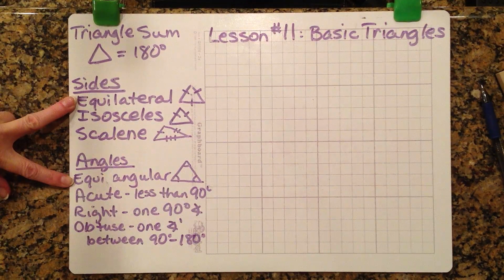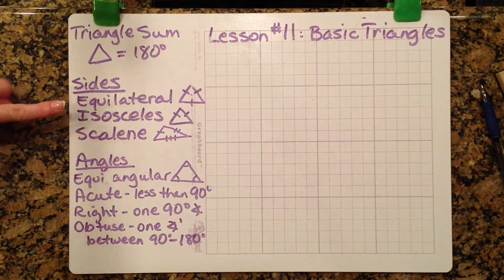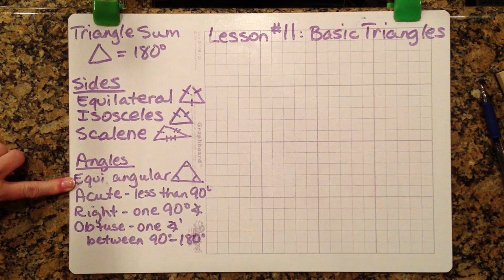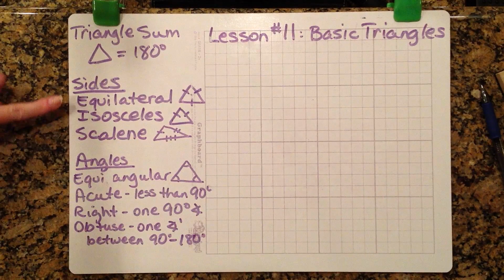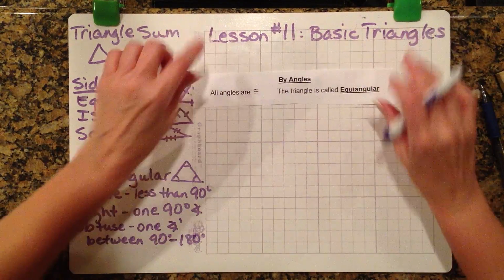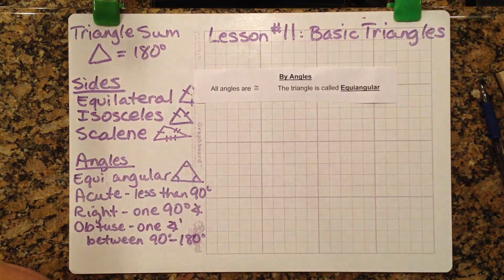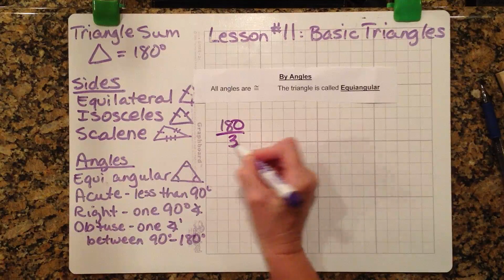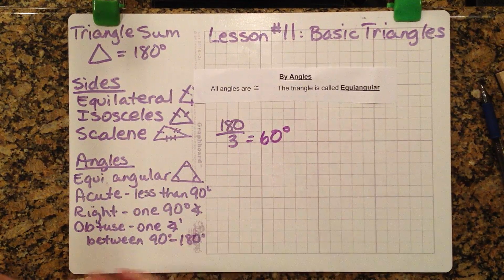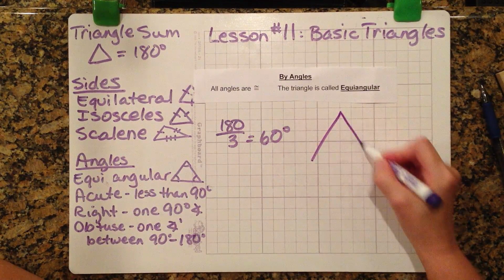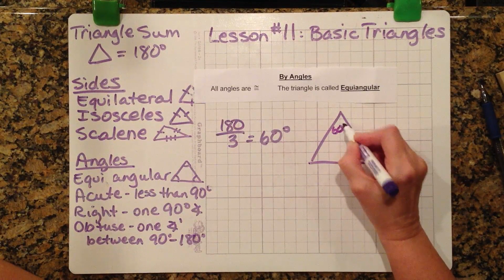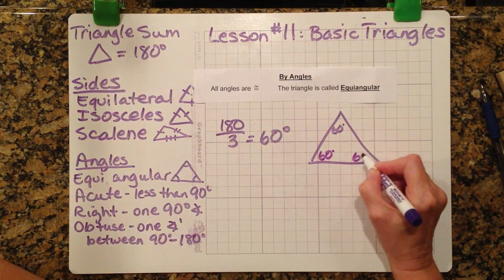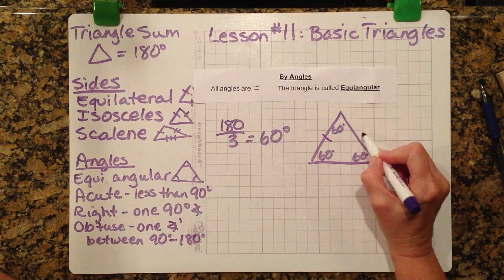Equiangular and equilateral are very much alike. If a triangle is equilateral, it's equiangular. If a triangle is equiangular, it's equilateral also. So if all the angles are congruent, the triangle is called equiangular. Now, what's the measure? There's only one measure it can be. If all 3 of them are congruent, just take 180, divide by 3, and you get 60 degrees. So an equiangular triangle is always 60 degrees. All the angles are 60, and all the sides are congruent.